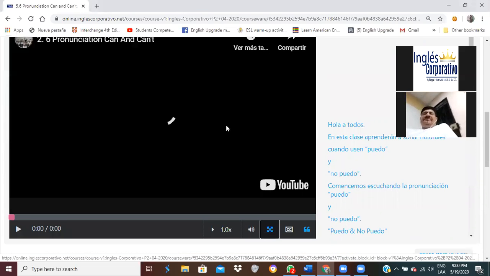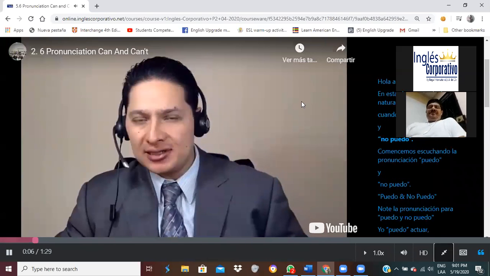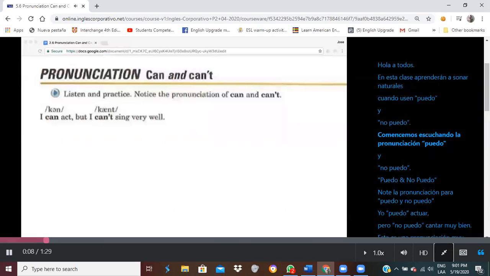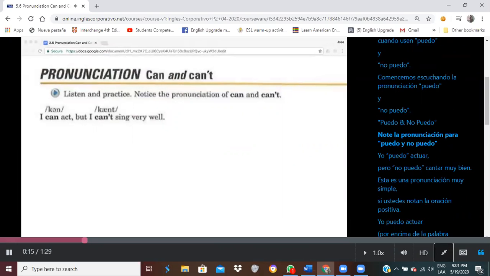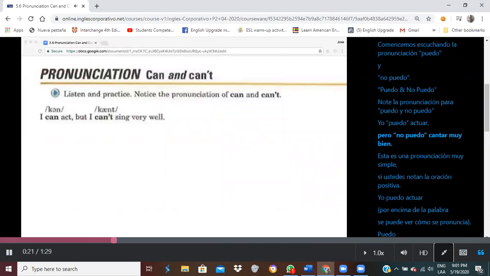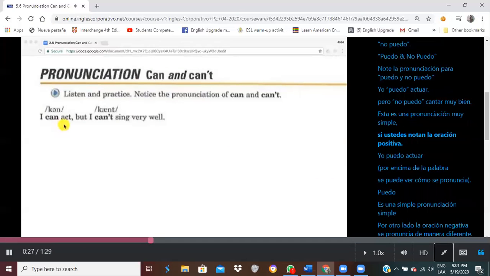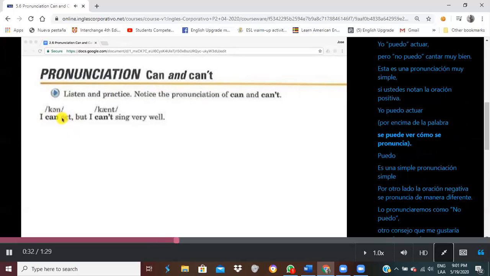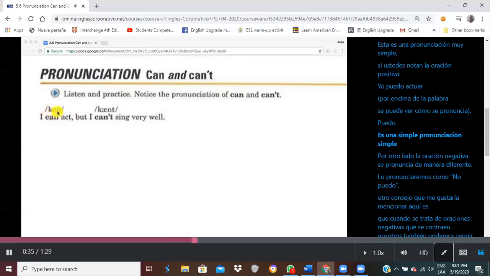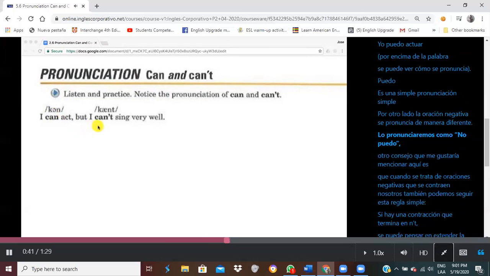Hi, everyone. In this class, you'll learn to sound natural when using can and can't. Let's start by listening to the pronunciation of can and can't. Can and can't. Notice the pronunciation of can and can't. I can act, but I can't sing very well. This is a very simple pronunciation. If you notice the positive statement, I can act, above the word, you can see how that is pronounced, can, as the pronunciation symbol. On the other hand, the negative statement is pronounced differently. We will pronounce it as can't.